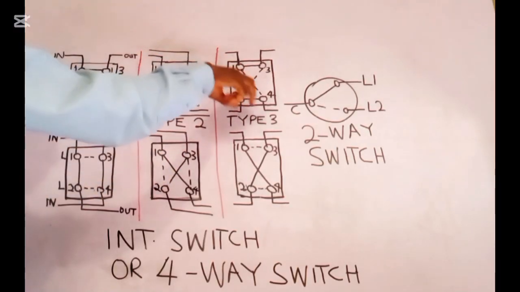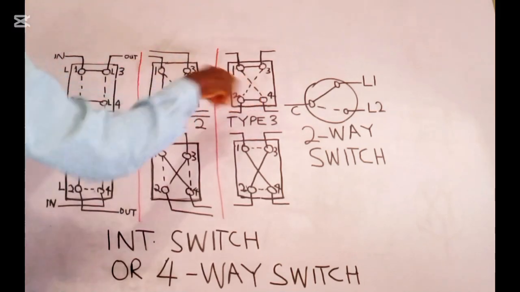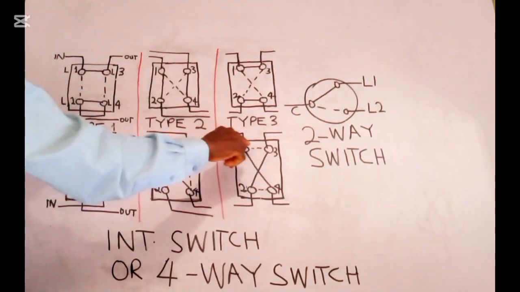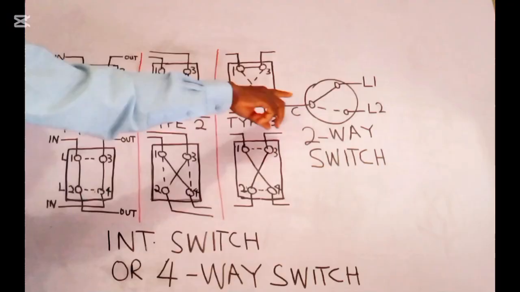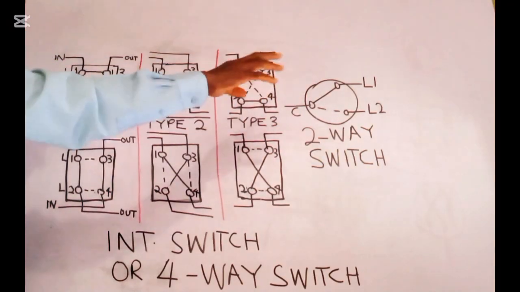Type 3 uses the diagonal as well here. Close and open. Second switching, open, close. Two-way switch, common, line 1, line 2 are terminal markings.